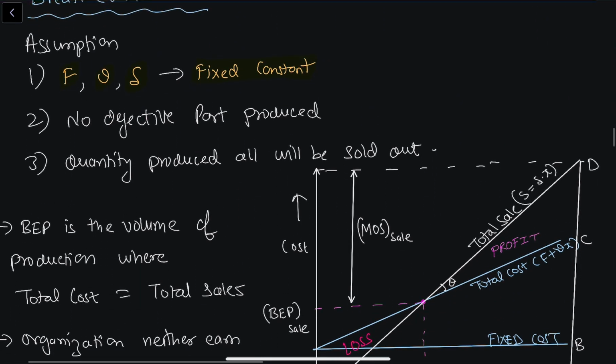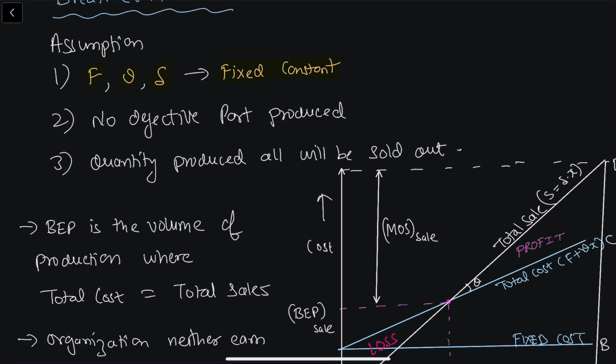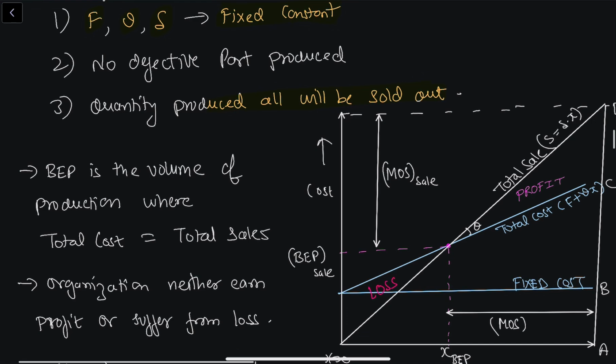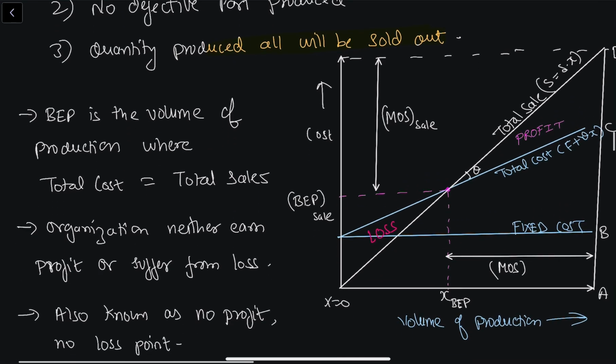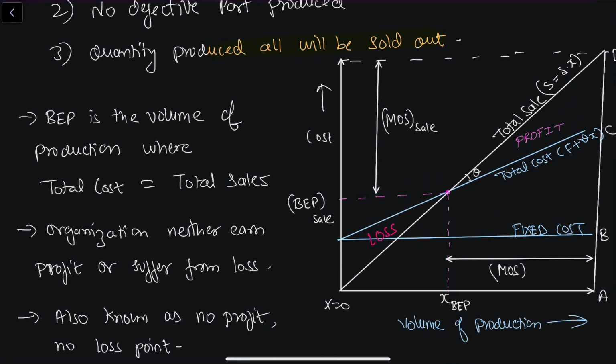And whatever I'm producing, there's no defective part. There's no defective in all the produce that I'm producing. It's a good quality product and all will be sold out. My third assumption is quantity produced, all will be sold out. That's my third assumption. Okay, to follow all this assumption, now we should understand how to identify the break-even point.